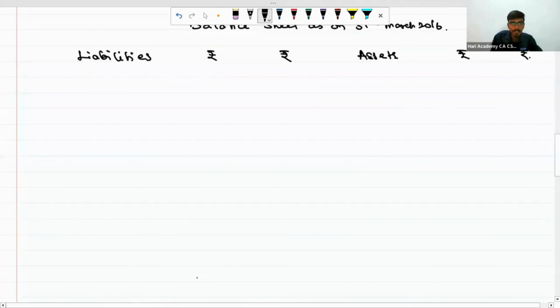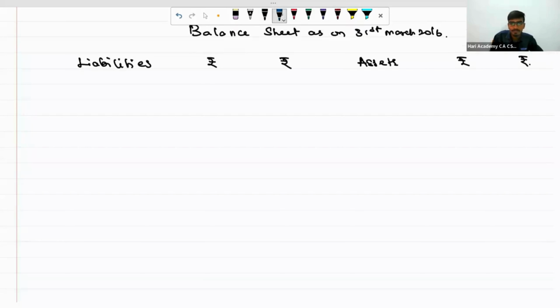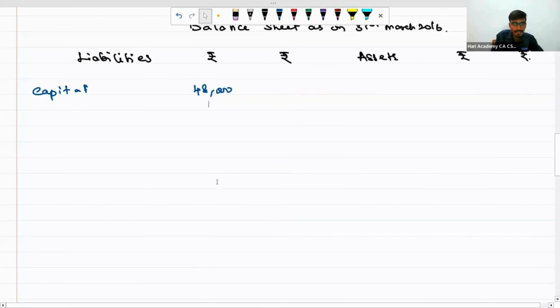First, capital account. Here we will put capital account. The value for the capital account is what? Put 48,000 in the inner column, leave 5 lines, and then write loan account. What is the loan value? 15,000. Write it in the outer column.